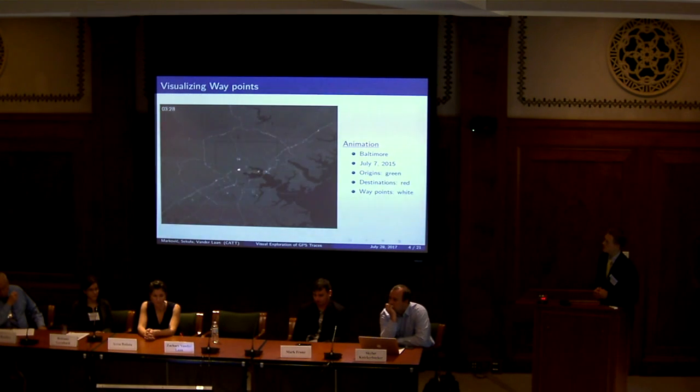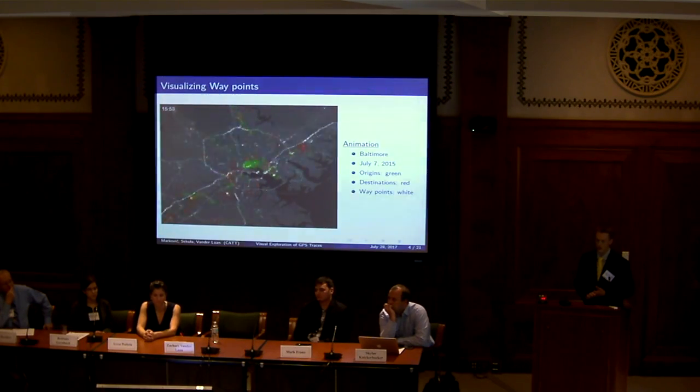Here's a little animation we made just to illustrate what this trajectory data looks like at a fixed location over the course of an entire day. Individual waypoints are shown with the white dots that are flickering all over the screen. And then the first and last waypoint in a particular trip are identified as origins and destinations and color-coded in green and red, respectively.